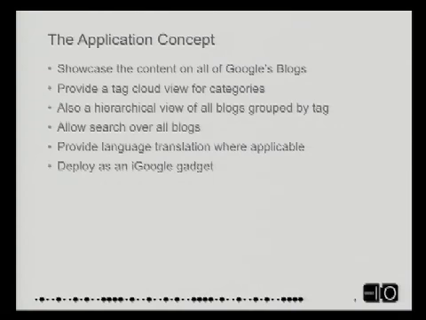And then we want to deploy as an iGoogle gadget. There are many ways to do that. Some are easier than others. This one is a fairly straightforward way of wrapping up an application, HTML and JavaScript code, and putting it into a gadget. But there are a couple of little tricks to do that, and I'll talk about how to do that the quickest and simplest way.